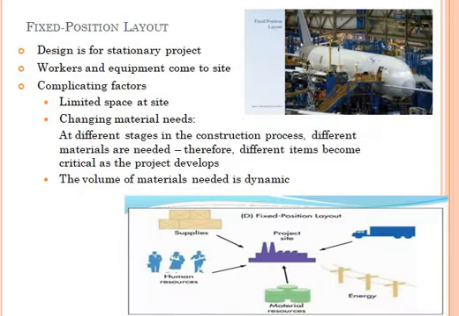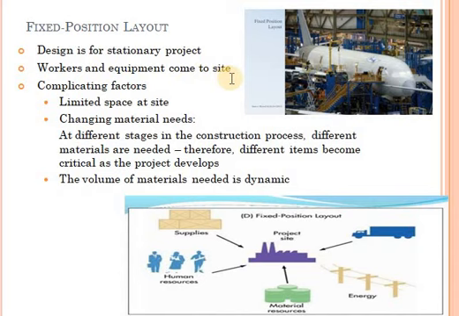Let's look here at the fixed position layout. As you can see here, the product that's being manufactured is stationary. It doesn't move. That's why it's called fixed position layout, because all the equipment, all the workers, or the raw materials will come to it.